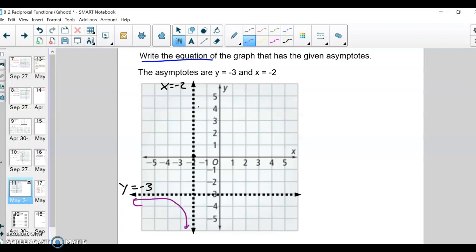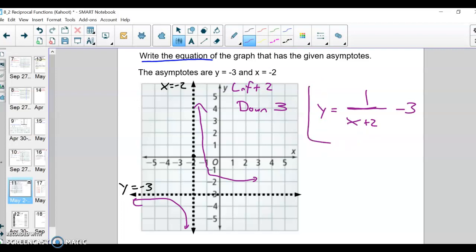Okay, so that's just our parent shape again. Sorry for the poor drawing there, but it got shifted by the looks of it. It looks like we went left 2 and down 3. Okay, so for my function, I'm going to just do 1 over, and then because I went left 2, I'm going to do x plus 2 to make it go left 2, and put a -3 on the back to make it go down 3. Okay, and that is the equation that would match those asymptotes.